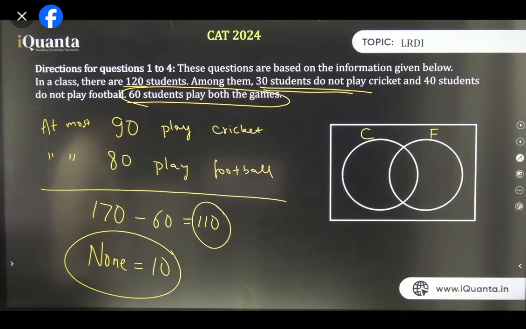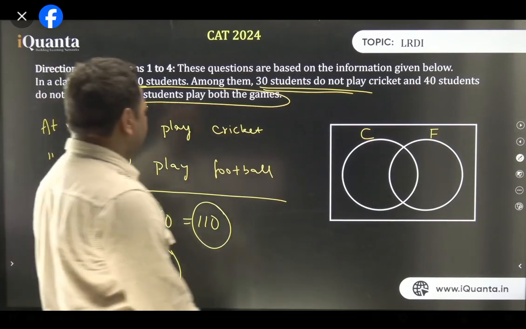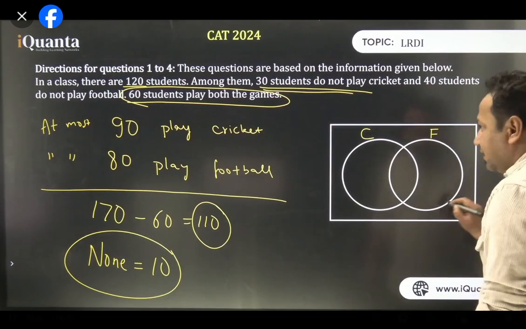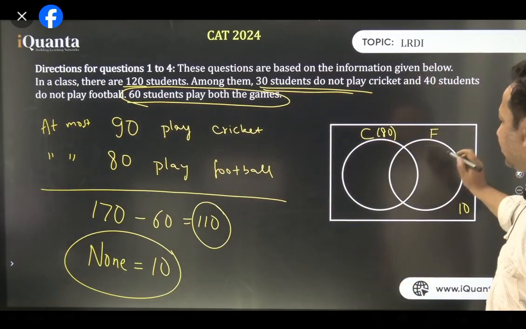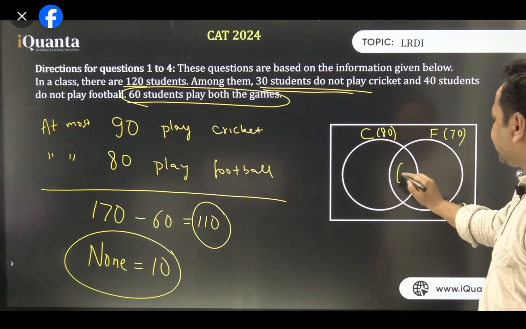So this is another way of solving the same question. Cool. So here comes 10, and when I said at most 90 play cricket, that means only 80 are playing cricket because 10 are playing none. यहाँ पे कितना 70 आ जाएगा. This is 60.